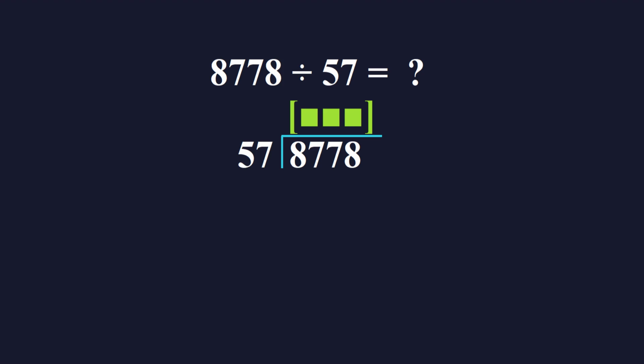This is called the quotient. Let's look at the first digit of our number inside the house. Is this 8 big enough for 57 to fit inside? In our case, we found that 57 is larger than 8. So we must take the next digit too.